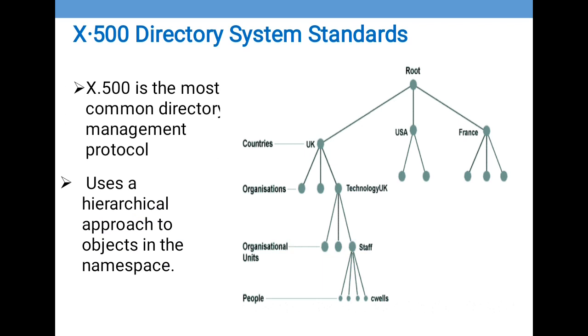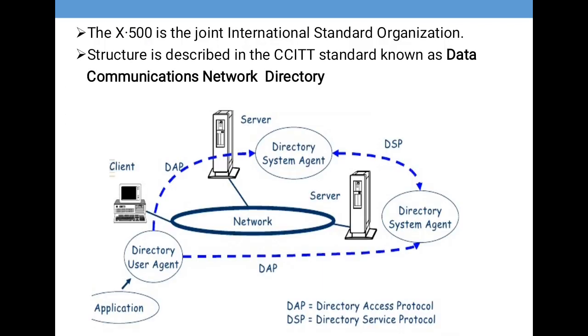And the next protocol is the X500 directory system standard. We know that a directory always consists of a hierarchical approach of objects, in the form of a tree format. At the beginning or top it consists of a root, and at the leaf, it consists of country name, organization, organizational unit, and people, and it goes on. So it can be examined as a hierarchical approach.